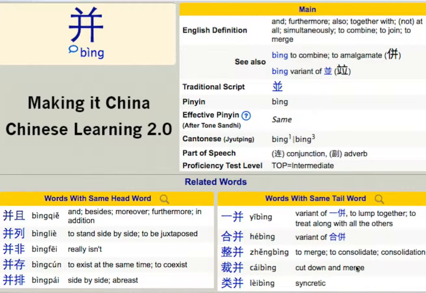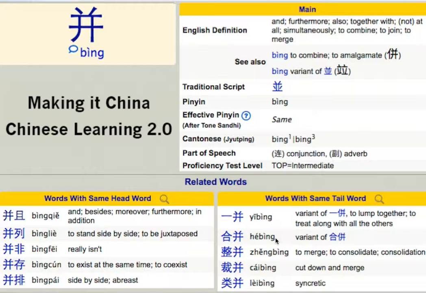Merging. There we go, the same thing again. Lump together. There's something about having things together. Besides, moreover, stand side by side, really isn't, to coexist side by side. So there is some pattern here with the word bing. All right. Now let's do this little game drill.